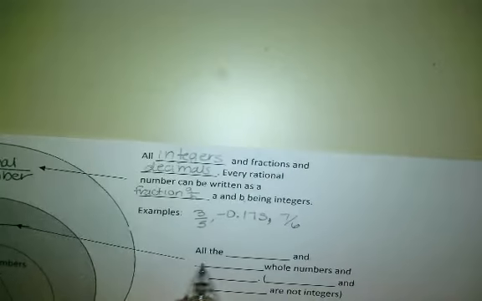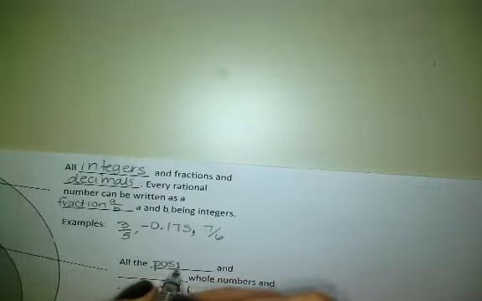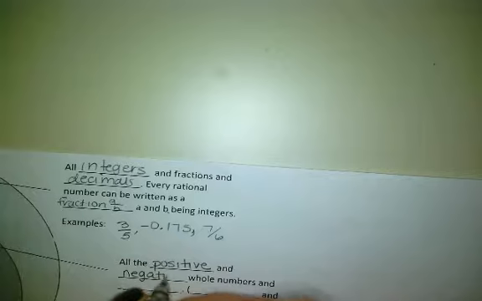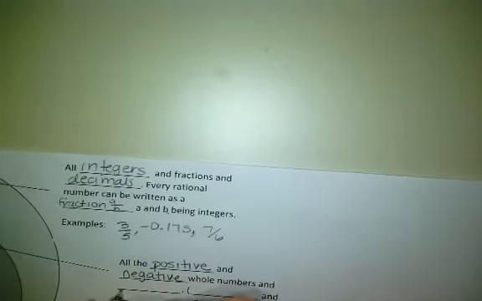Okay. Now, here we have integers. So integers are positive and negative whole numbers and decimals. That is incorrect. Sorry, whole numbers and zero.